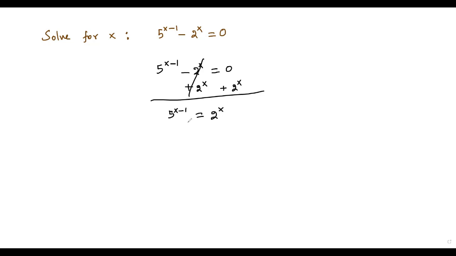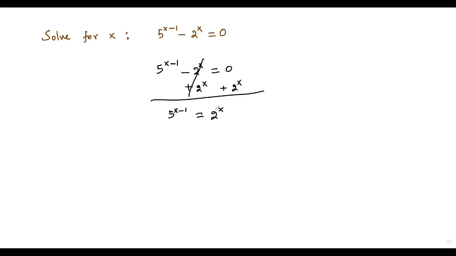Here I'm trying to solve for the variable that is in the exponent. Whenever we are trying to solve for the variable that is in the exponent, what we need to do is get the same base on both sides of the equation. So is it possible to get base 2 on the left side, because on the right side we have base 2? For that, this 5 has to be a power of 2, but actually 5 is not a power of 2.